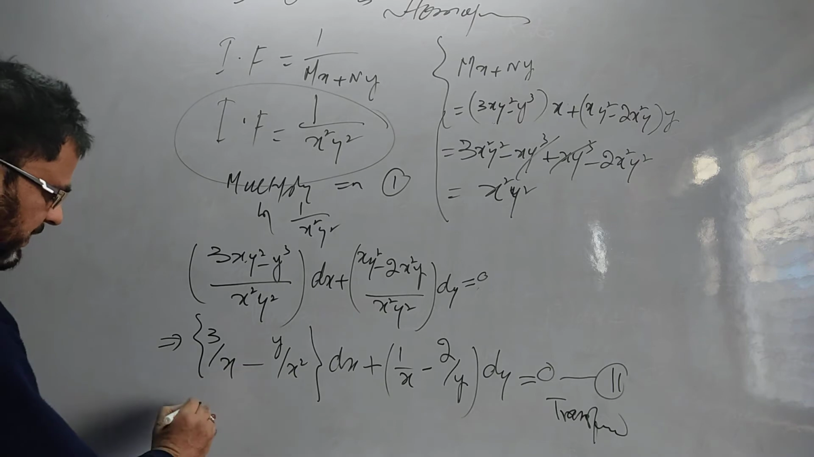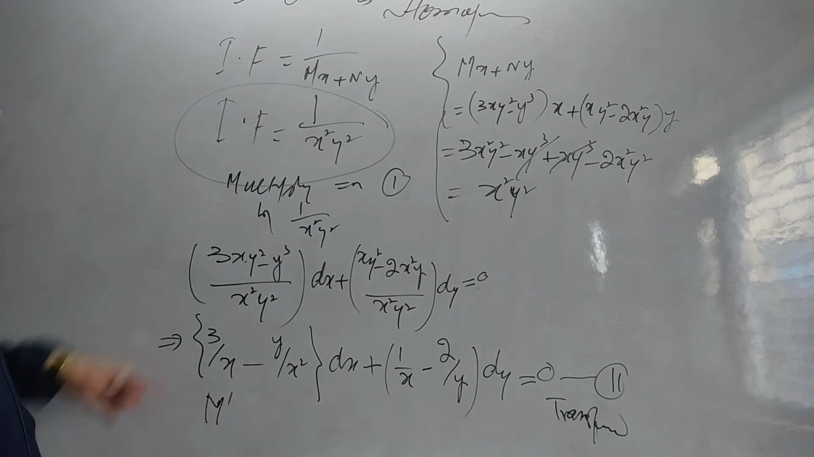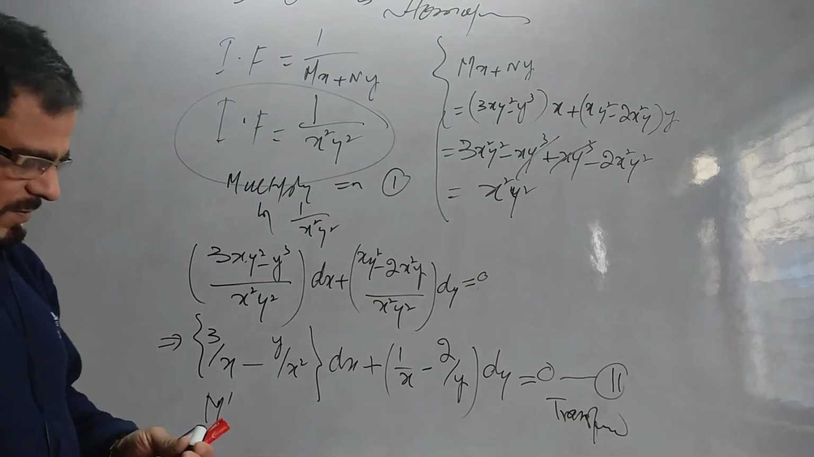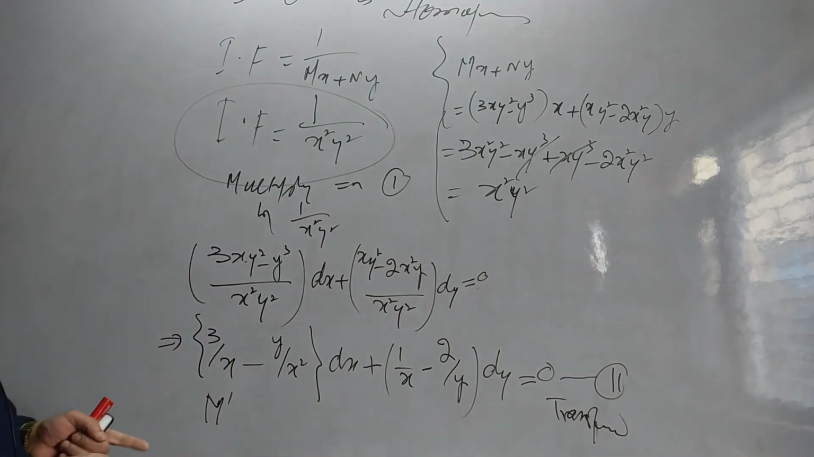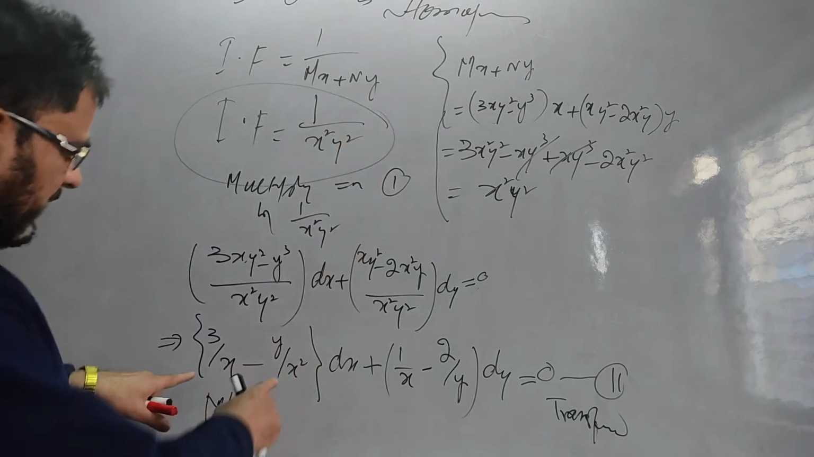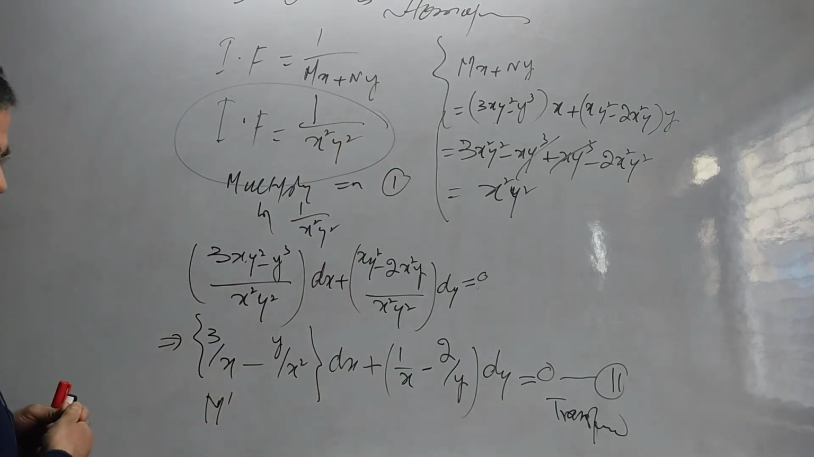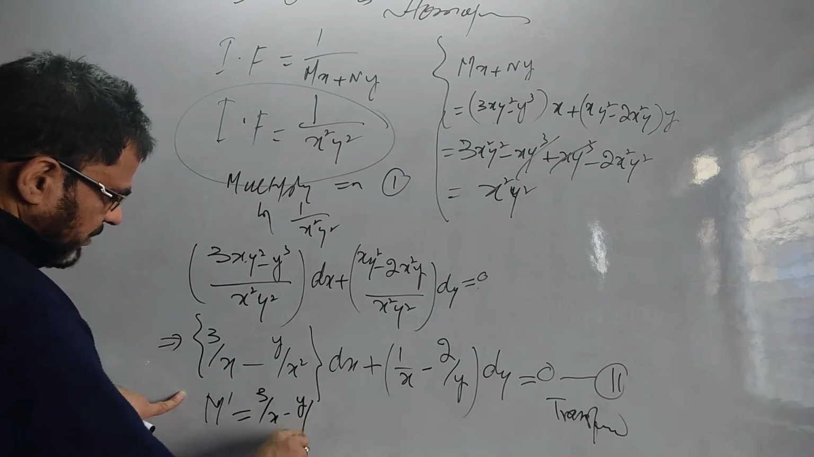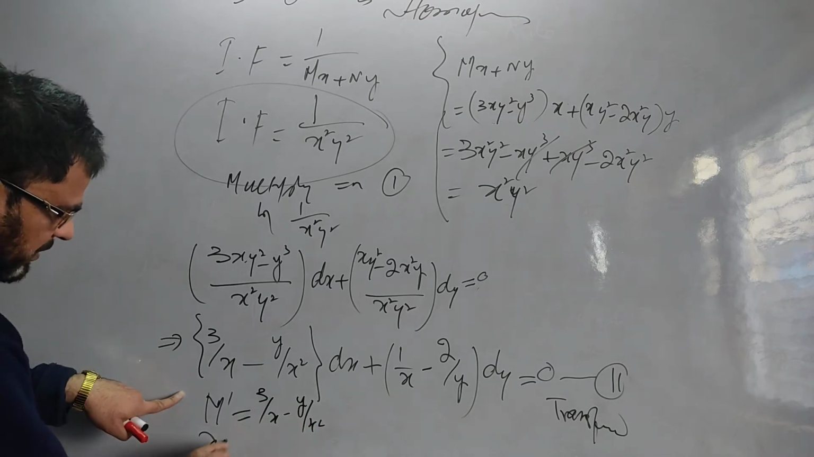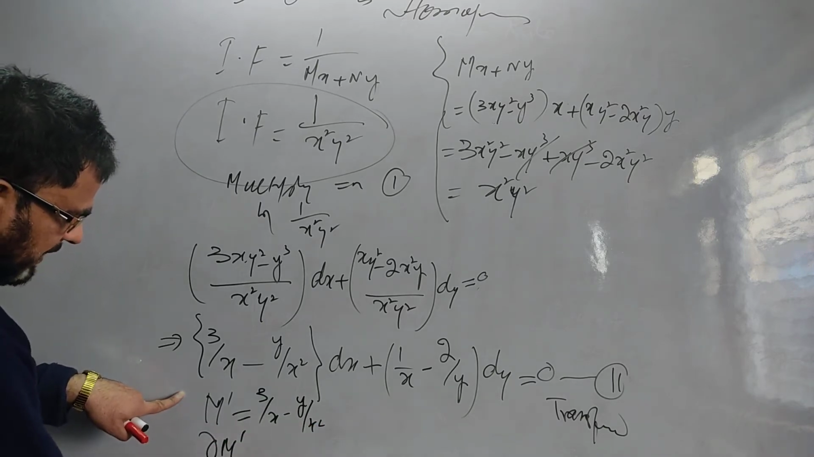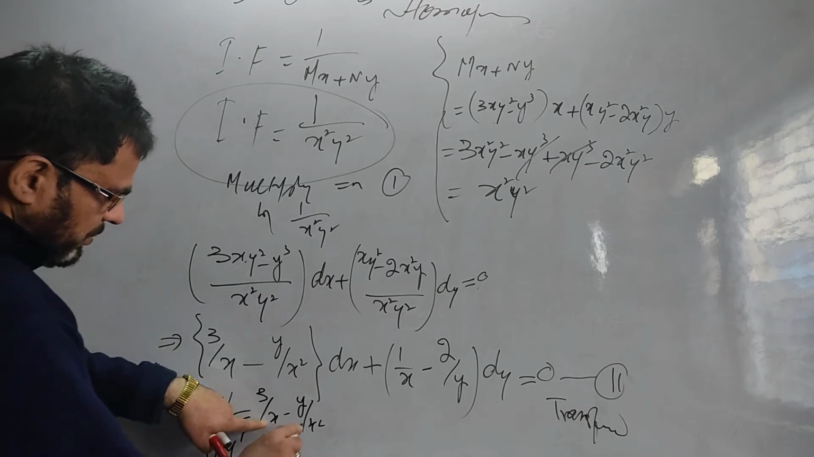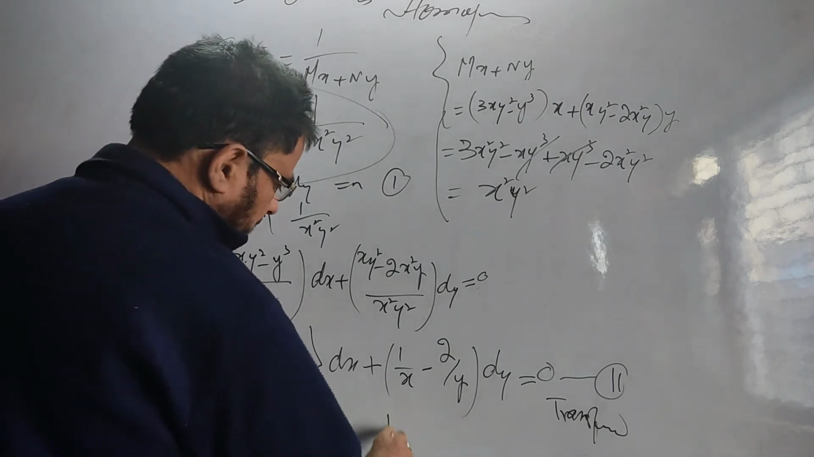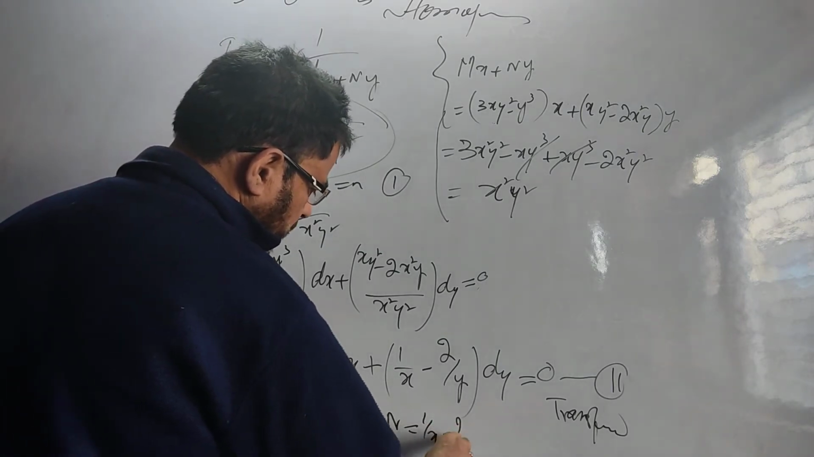Now I will name this factor here m dash, because I have already denoted m by this and n by this. To avoid confusion, if you denote it again by m, you may use that. This is our transformed differential equation. I will write our m dash as 3 by x minus y by x square. When I find the partial derivative of m dash with respect to y, what is that? It is minus 1 by x square. And my n dash is here 1 by x minus 2 by y.